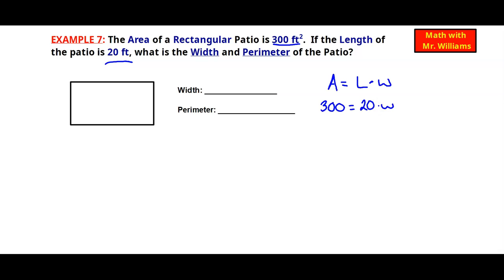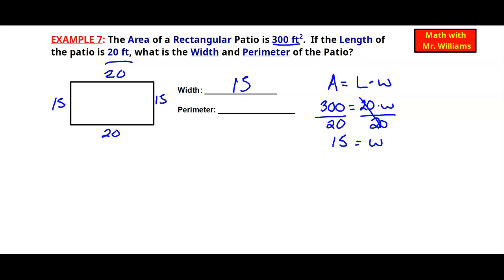All right, so we know if we use our inverse operations, we can solve for the width. So instead of multiplying by 20, we are going to divide by 20 on both sides. This cancels out the right, so our width equals 300 divided by 20, which is 15 for our width. Let's go ahead and plug that in. So we have 15, and we have 20 for our length.